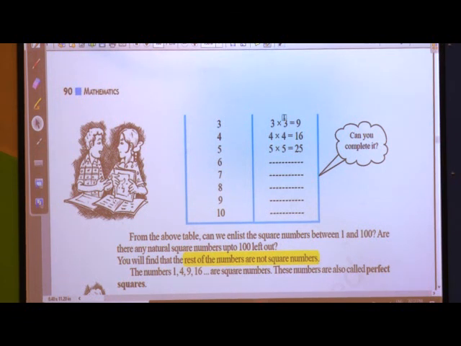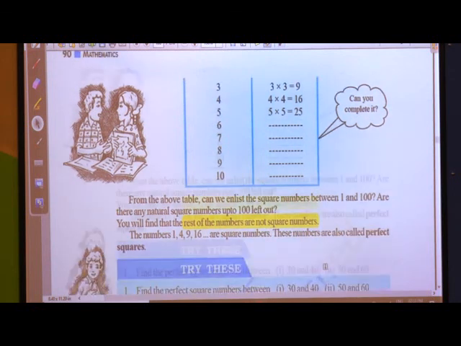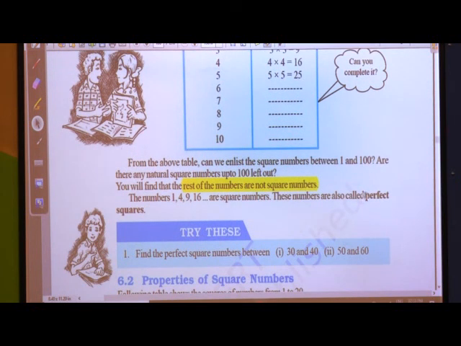Who are they? 4, 9, 16, 25 and so on. These numbers 1, 4, 9, 16 are square numbers. These numbers are also called perfect squares. I hope you are understanding it properly.